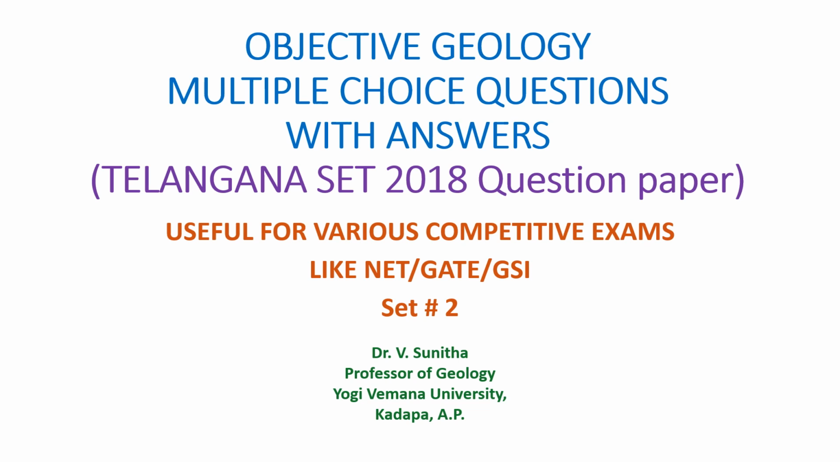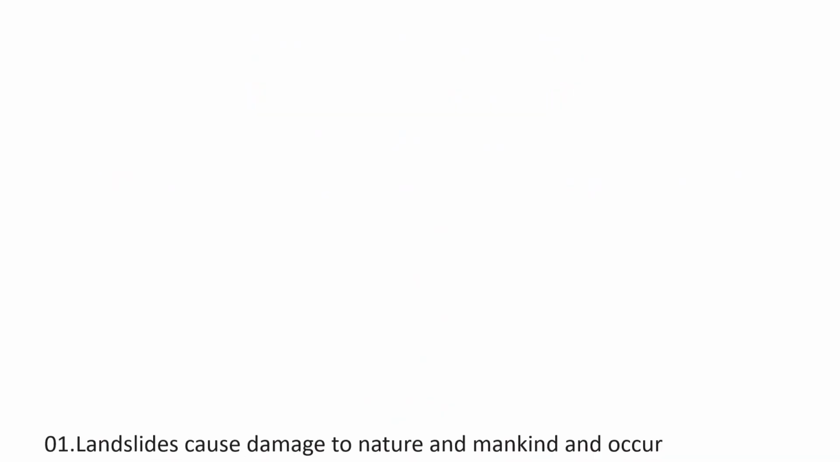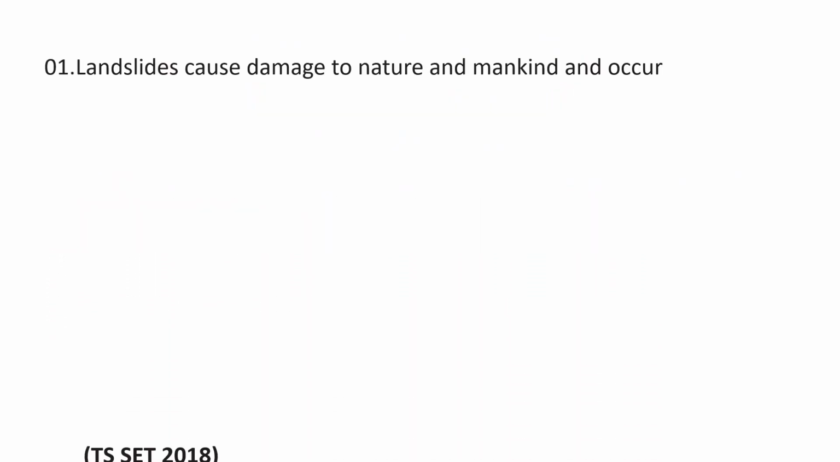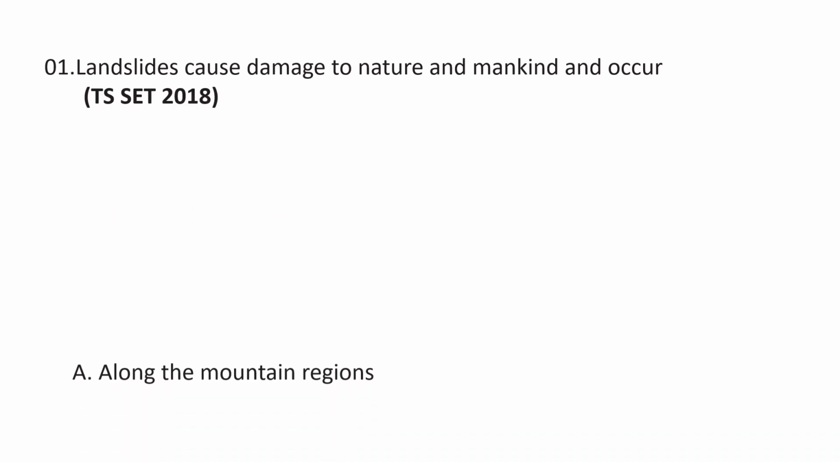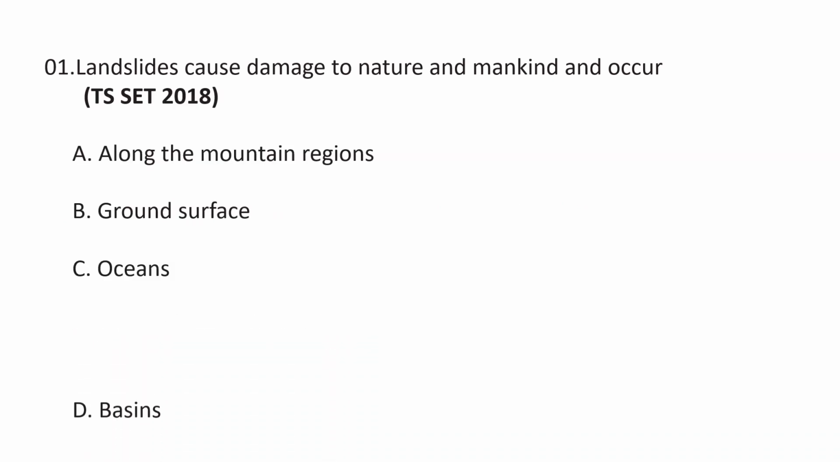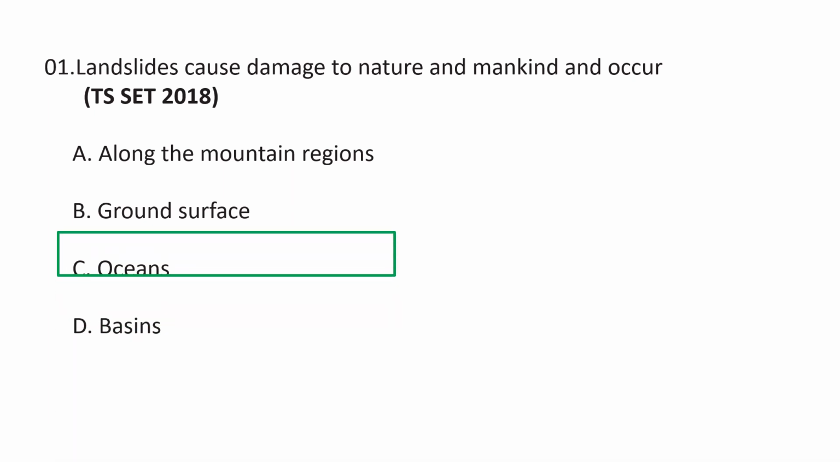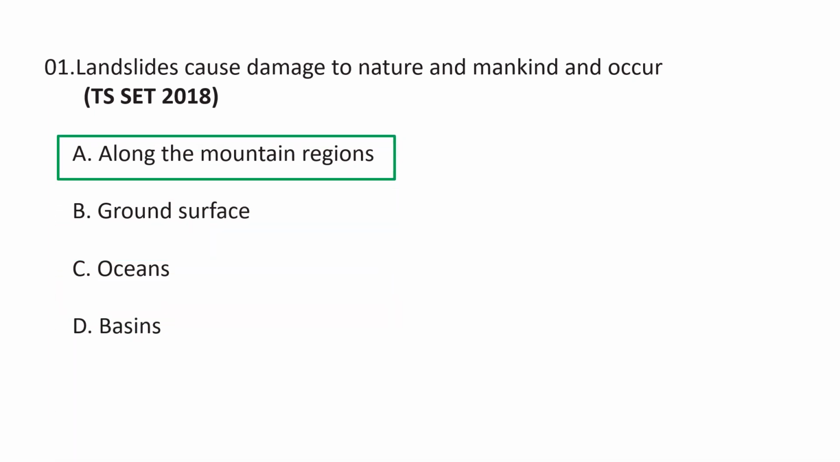Welcome to Set 2. First question. Landslides cause damage to nature and mankind and occur A. Along the mountain ranges, B. Ground surface, C. Oceans, D. Basins. So landslides generally occur along the mountain ranges. A is the correct answer.